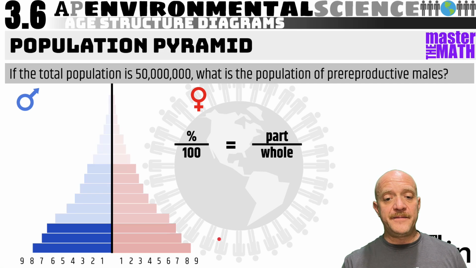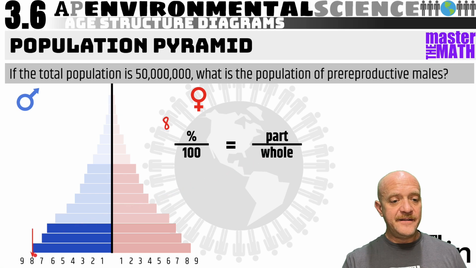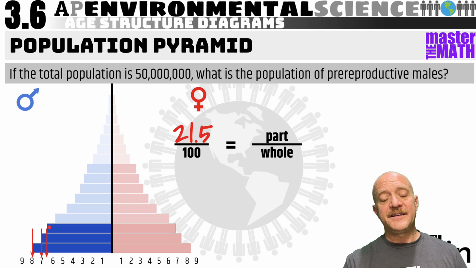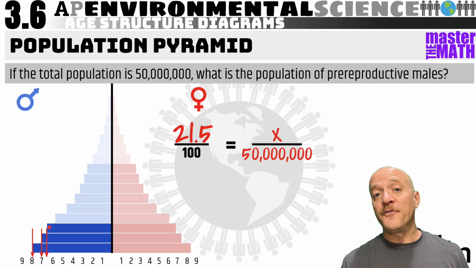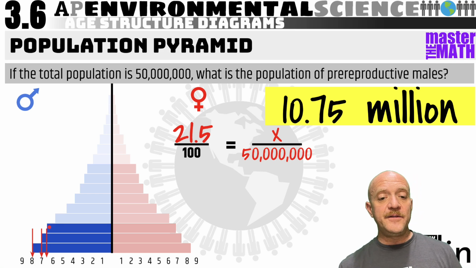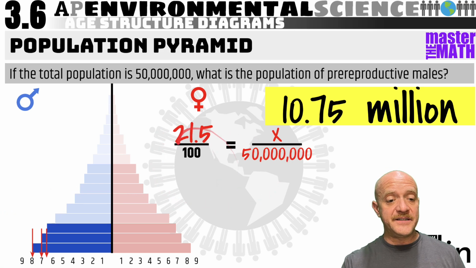So the total population, that would be the whole, is 50 million. But let's look at the pre-reproductive cohort. We have 8 for the youngest, so this is 0 to 5. Then we have 5 to 10, that is maybe 7. And then from 10 to 15, we have 6.5. So 8 plus 7 plus 6.5 is 21.5. So 21.5 equals x over 50 million. When you solve for x, the number is 10.75 million. The reason we could do this is because we were dealing with percentages.